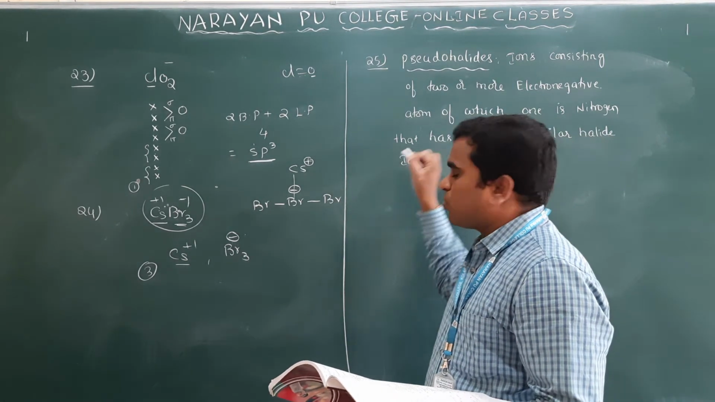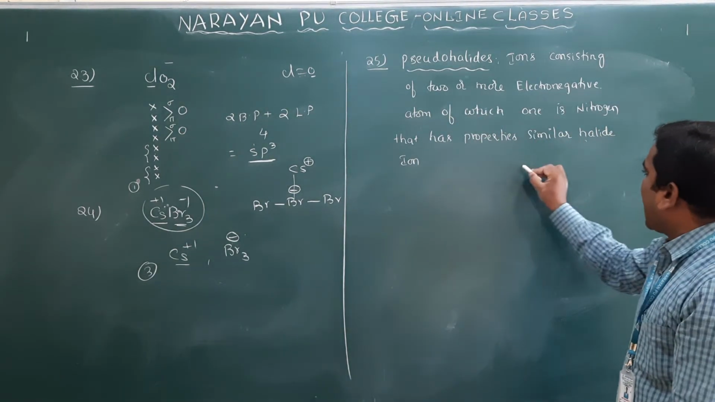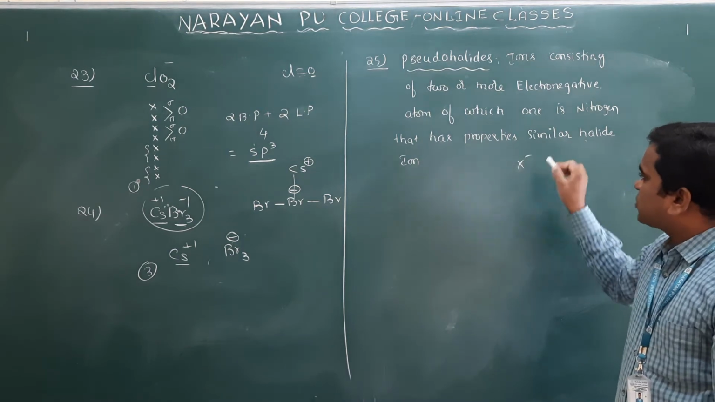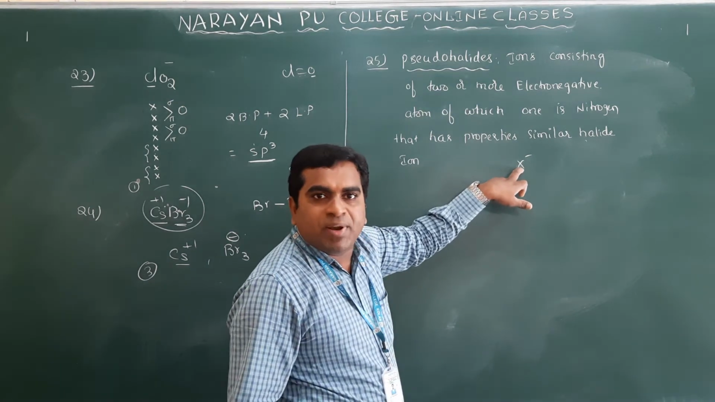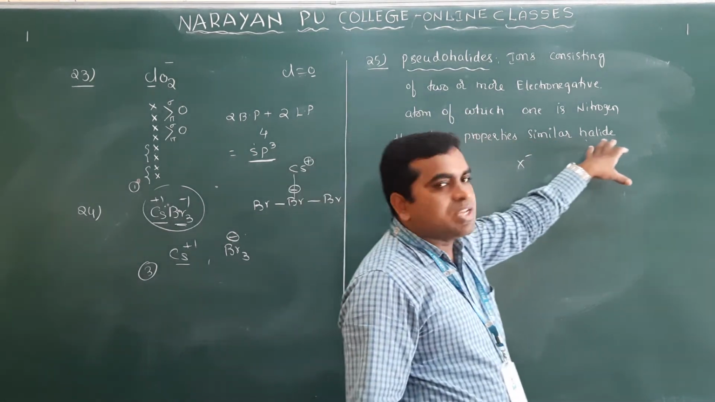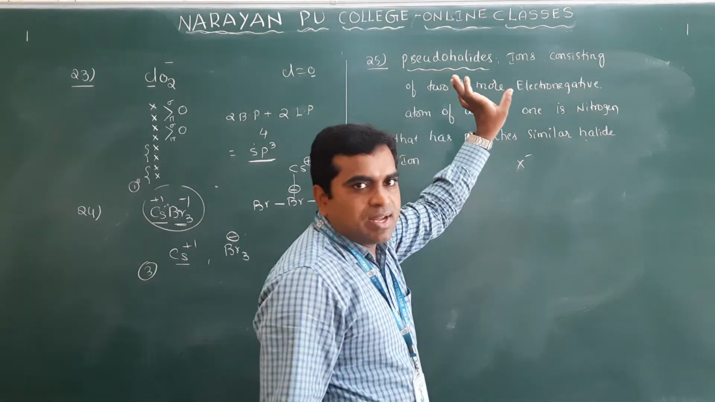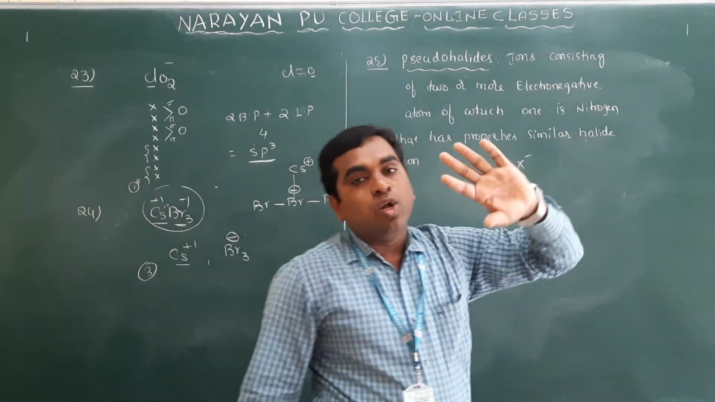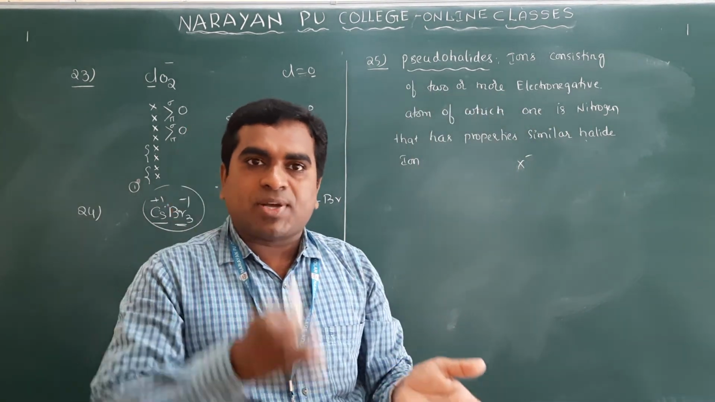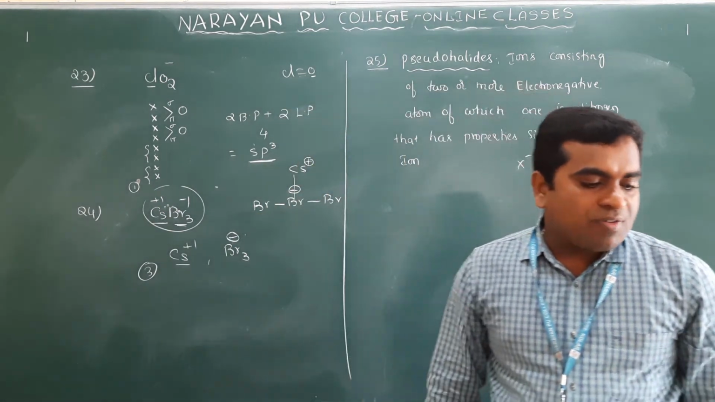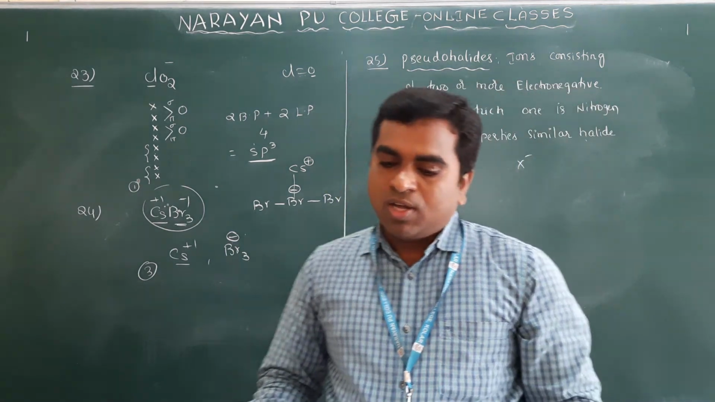Pseudo means false actually. So they are not halides. Halides means X minus should be there. But in pseudo halides, a halogen won't be present, yet they show similar properties to the halide ions. So we call those pseudo halides. They should consist of two or more electronegative atoms, and among those electronegative atoms, one must be nitrogen. Those types of compounds we call pseudo halides.